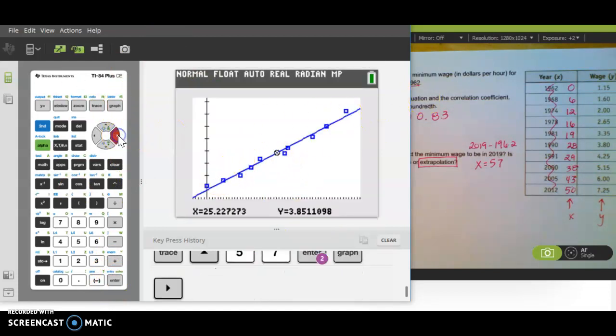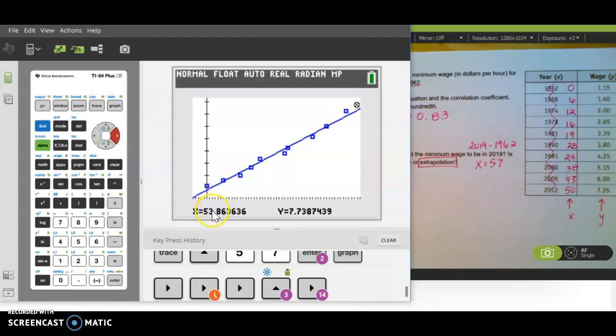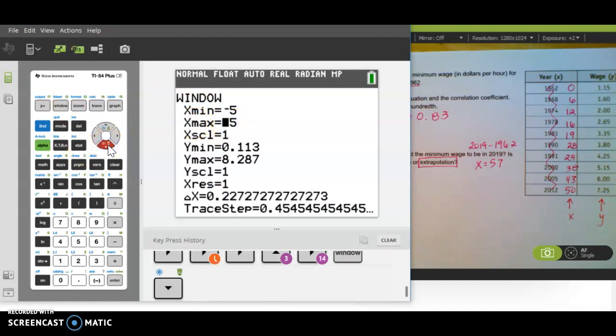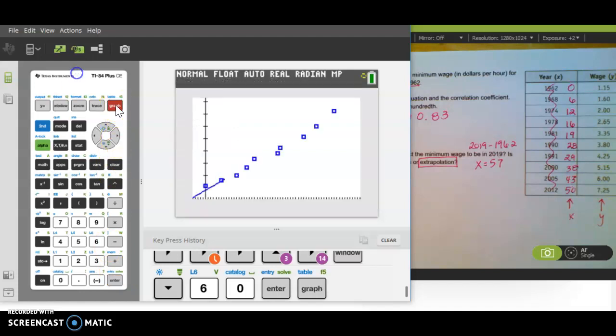Because we're looking for 57, well, let's look at some of these points. Oops, I want to be on the line. Our graph goes only to 53. So that means we were looking for something that was outside of our window. So to fix that, we can just go to our window. We want our X maximum to be, so scroll down one, we want our X max to be at least 57. So I'm just going to make it 60. That's the only thing we needed to change.